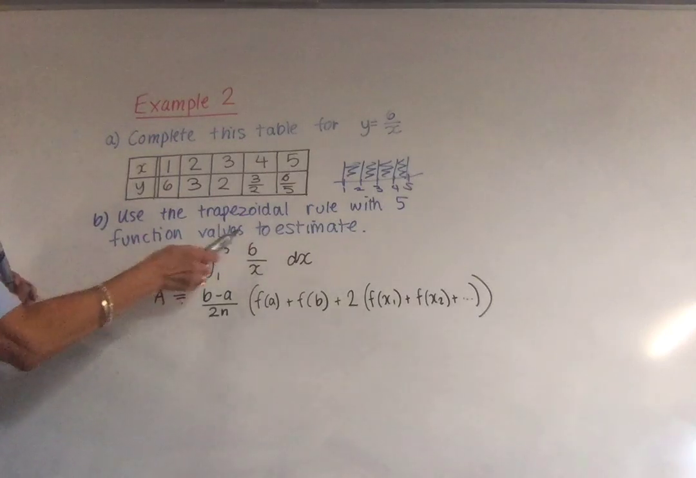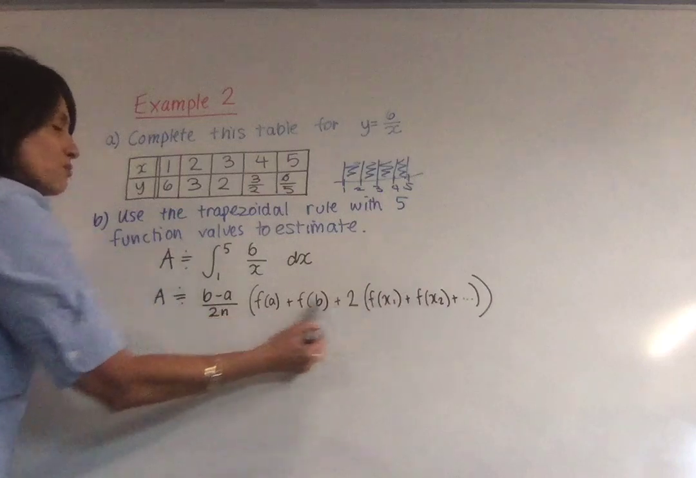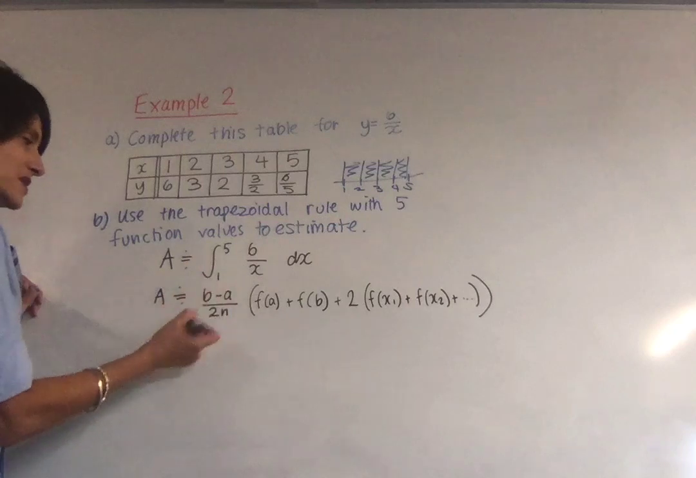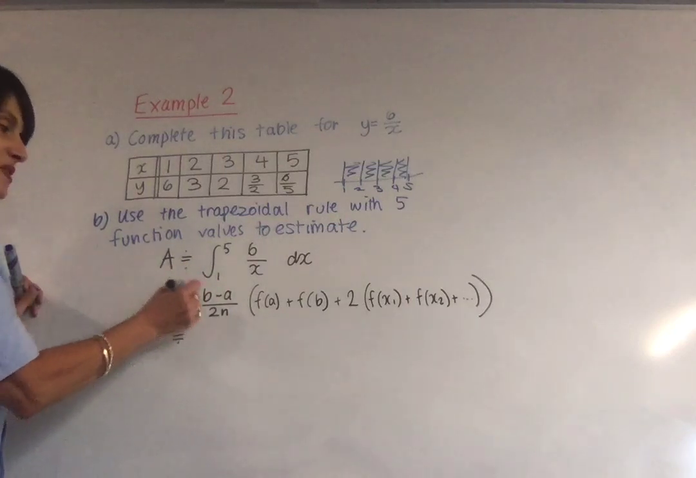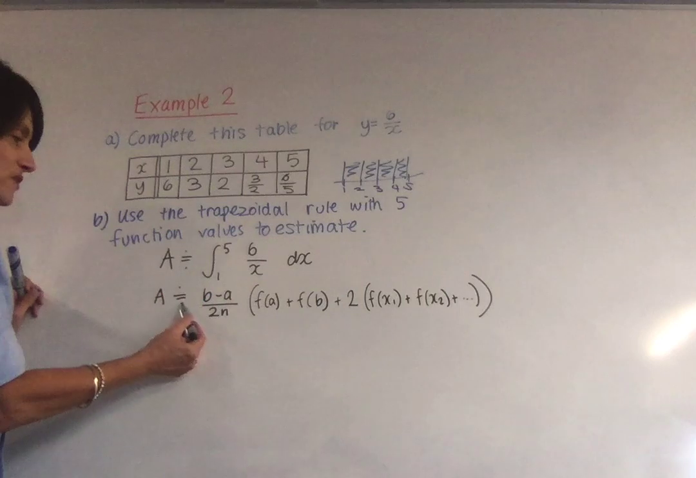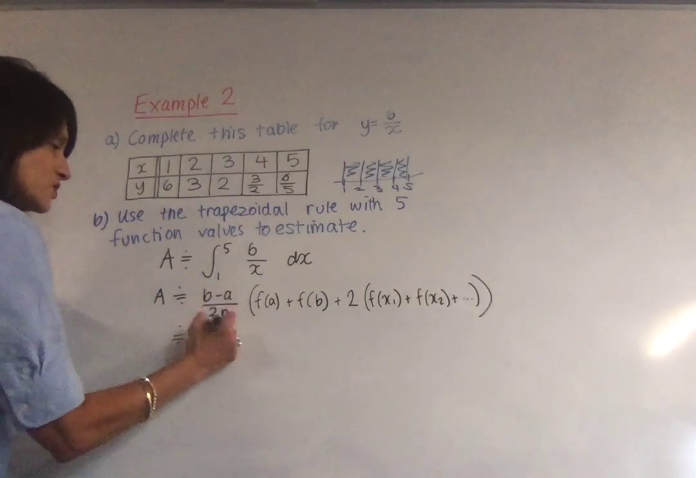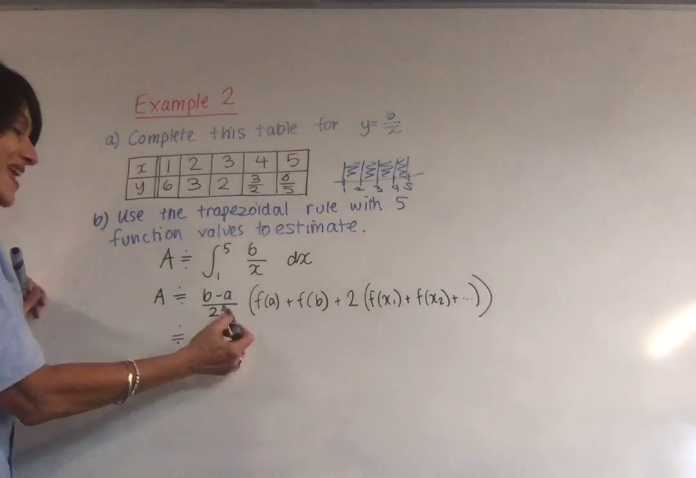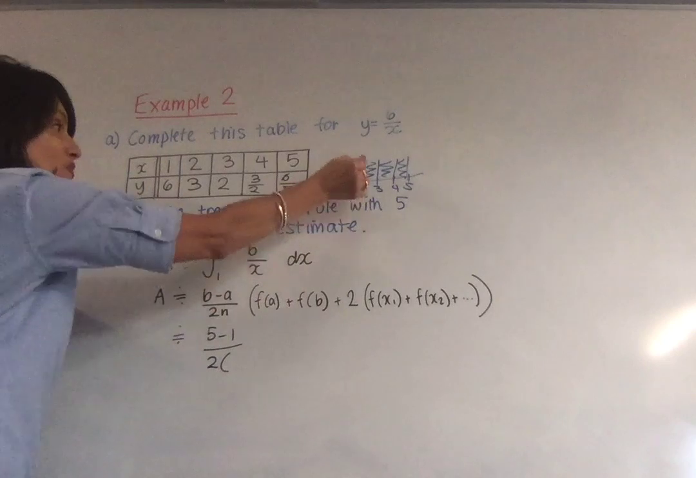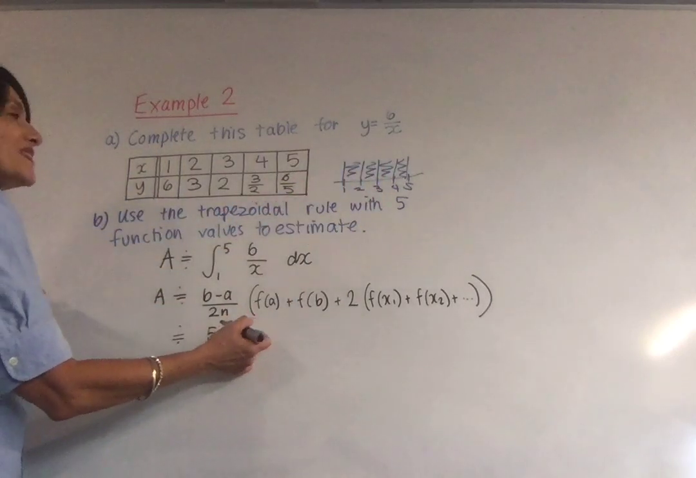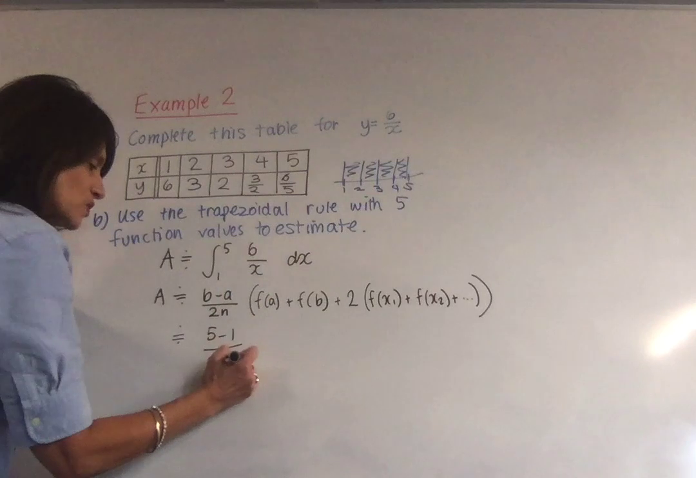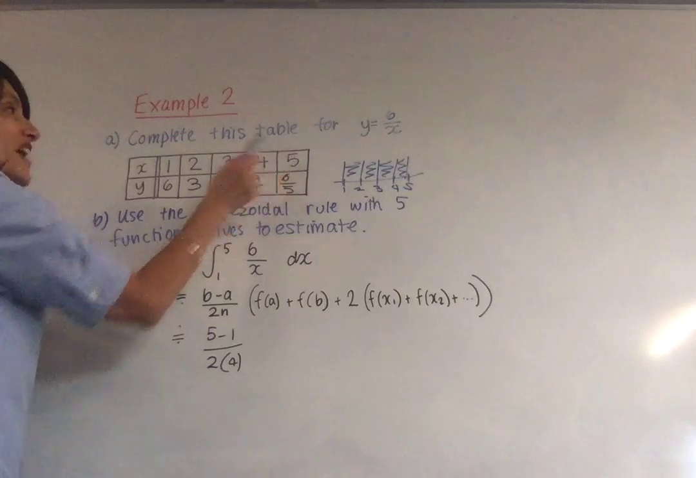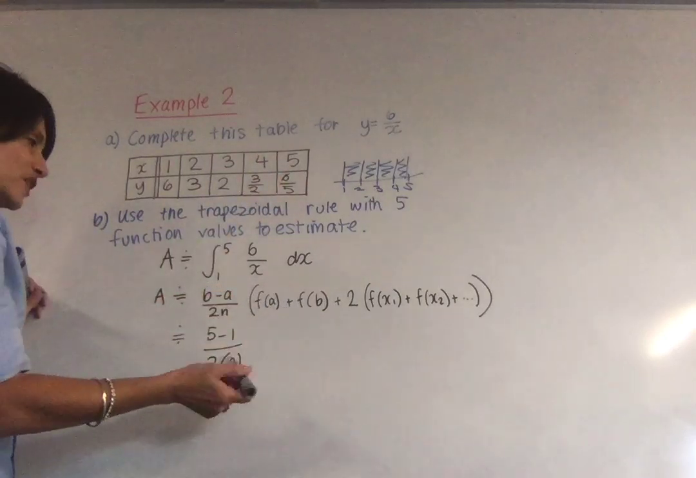Okay, now we're going to use our trapezoidal rule as per our reference sheet, where the formula is b minus a, so b minus a. And remember, this is an approximate method of finding the area under a curve, so we use the approximation symbols. So 5 minus 1 over 2 times n, where n is the number of strips or subintervals, and in this case we've got 4 strips, so it's 2 times 4. Remember, the number of strips is 1 less than the number of x values that we're substituting into our function.